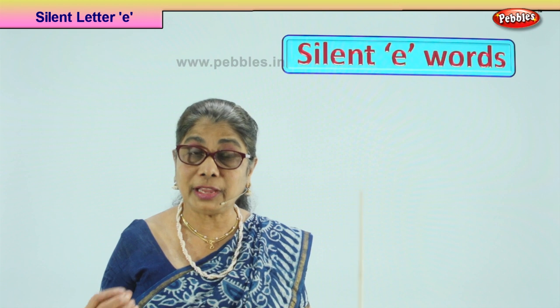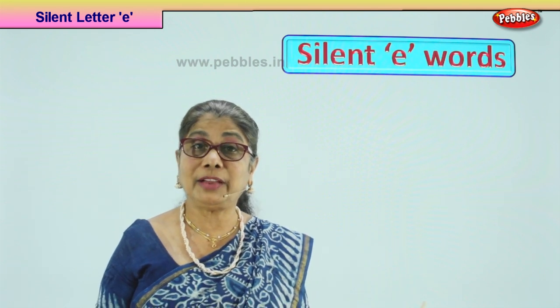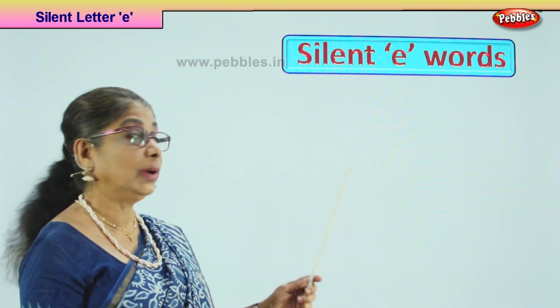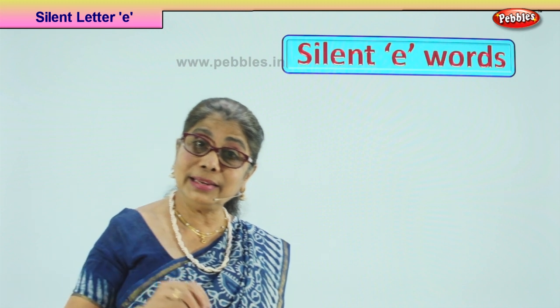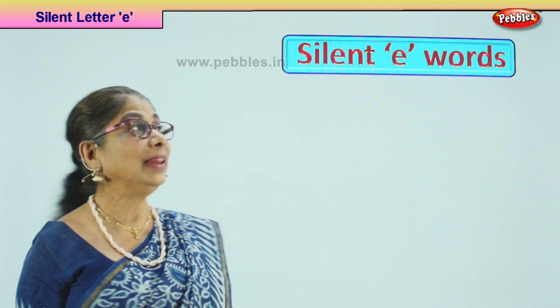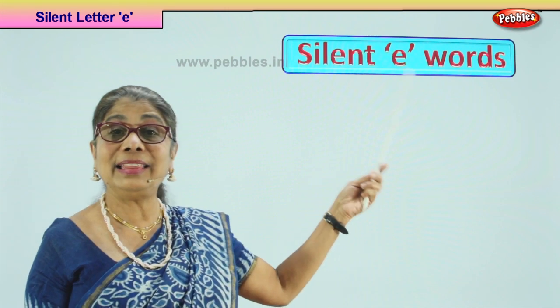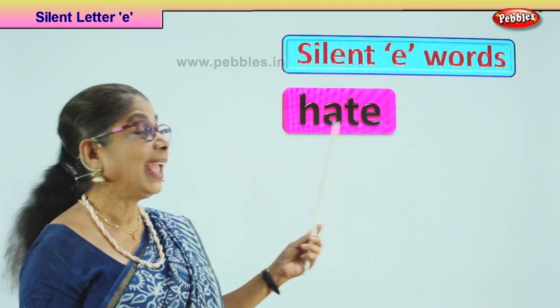You have to be very careful when you look and say the word. After saying, you'll write the word. So when you're writing, reading is important. When it comes to writing, you should write correctly. Let's look at our first silent E word. And our first word is heat.